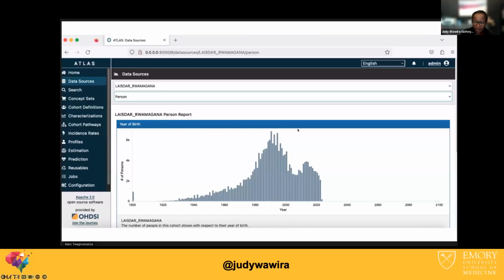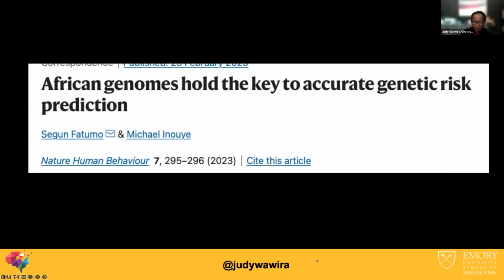So you can see, if you had different facilities, this is year of birth, and you can see how old the patients are. So the African patients tend to be very young.